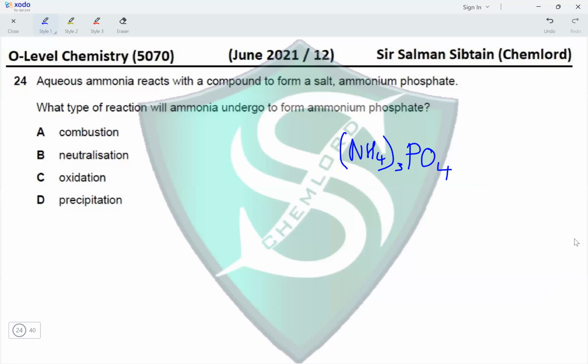This is not a combustion reaction. It is a neutralization reaction, yes. It is not oxidation because the nitrogen atom in ammonia and the nitrogen atom in the ammonium ion each contain a charge of -3. There is no change in the oxidation state, so it is not oxidation. And it is not precipitation because all ammonium salts are soluble. So ammonium phosphate will also be soluble, so a precipitate will not be observed. This makes option B the correct option for this question.